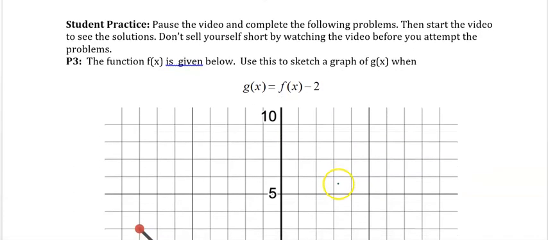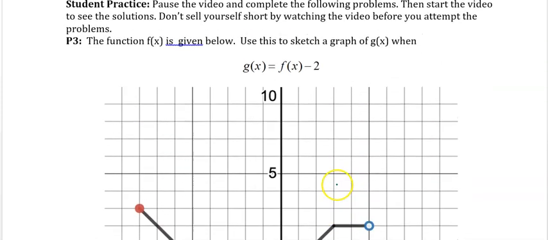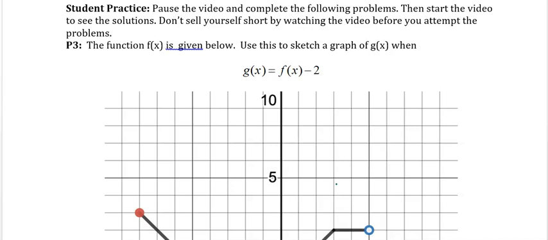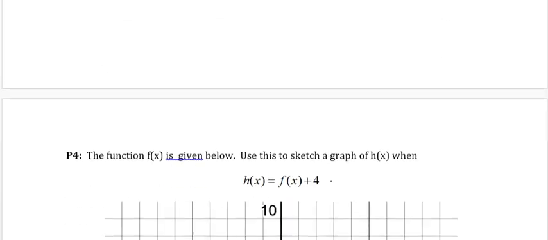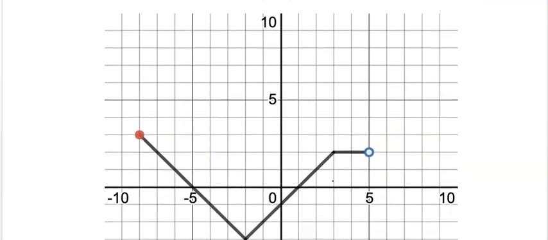So we have the same function f of x we had before, and I'm asking you to graph f of x minus 2. That's the first problem to try, and then the next problem to try is on the next page. Stop the video and try these 2 problems, and then come back to see how you did.